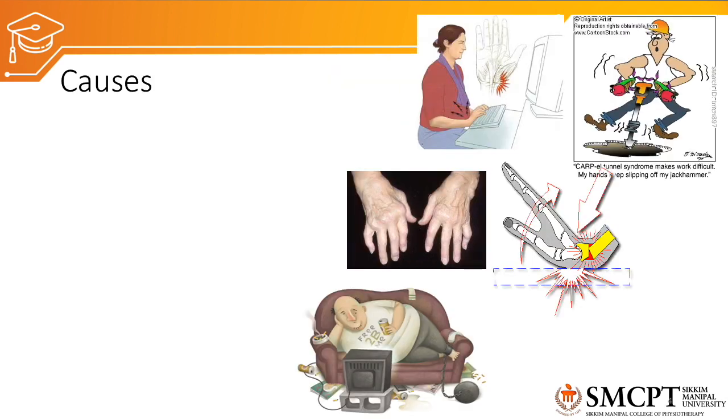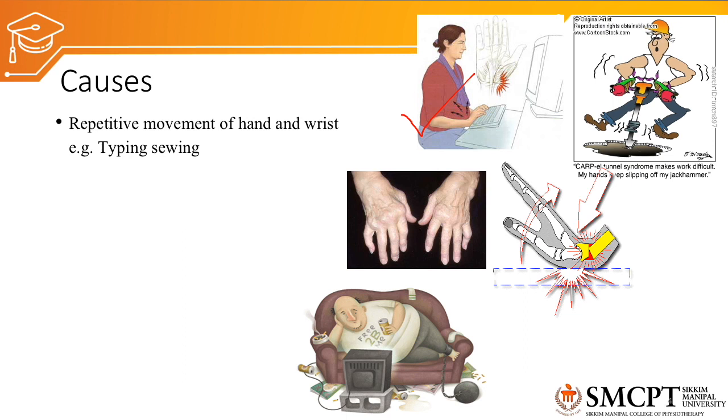Some of the main causes of carpal tunnel syndrome are repetitive movement of the hand and the wrist, which causes friction of the nerve within the carpal tunnel, and there will be inflammation and injury of the nerve. Or it could be because of hypertrophy of the muscles and the tendons within the carpal tunnel, causing compression of the median nerve. Examples are typing and sewing. It could also be caused by carpal bone fracture or arthritis of the wrist.